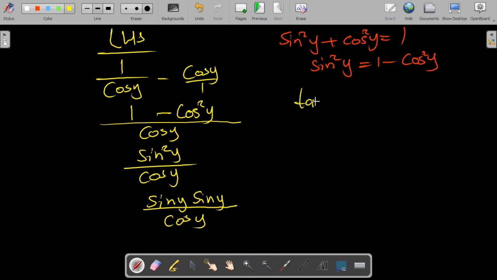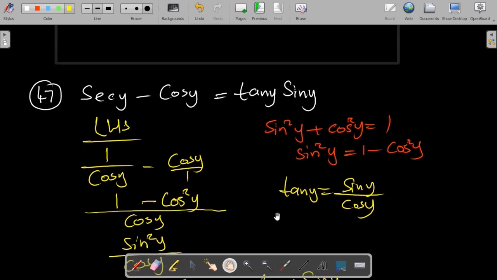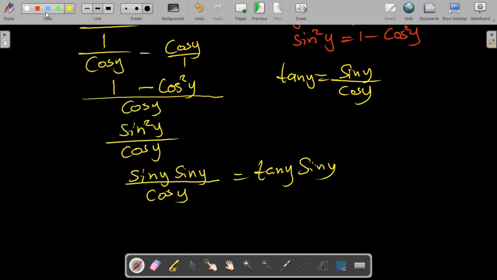So here's another identity. Tan of y is sine of y divided by cosine of y. So if you just focus on this part, we have tan multiplying sine. And that is exactly what we have on the right hand side. So we've now proven the identity.